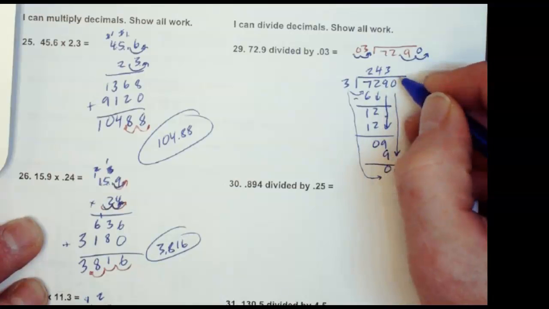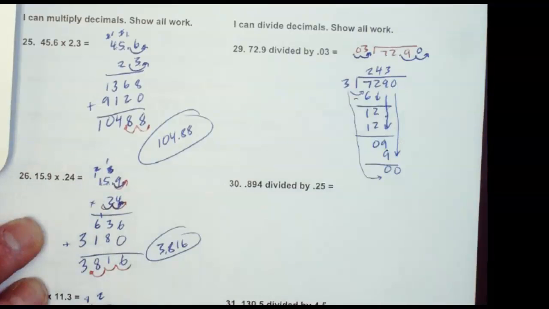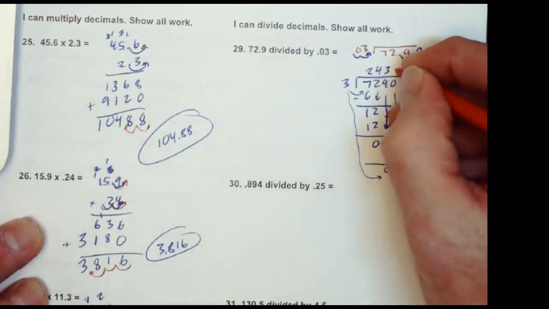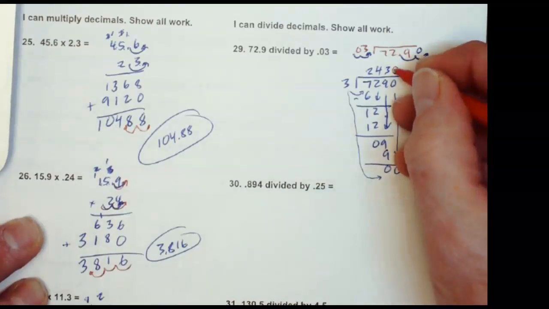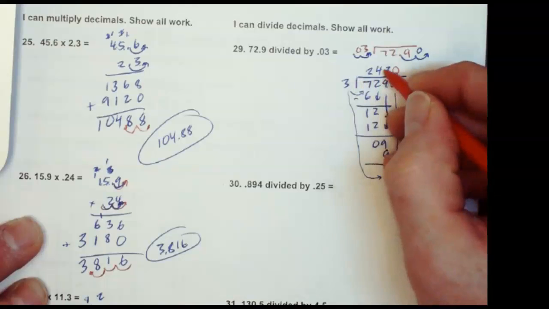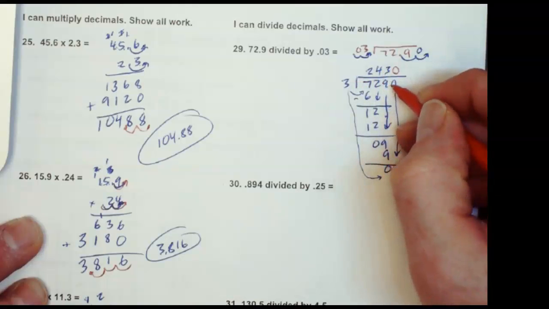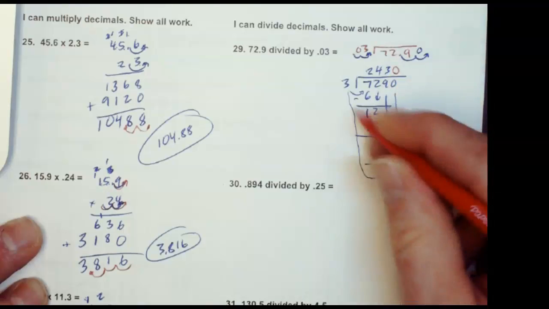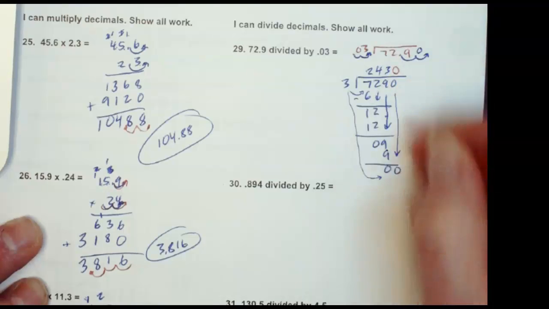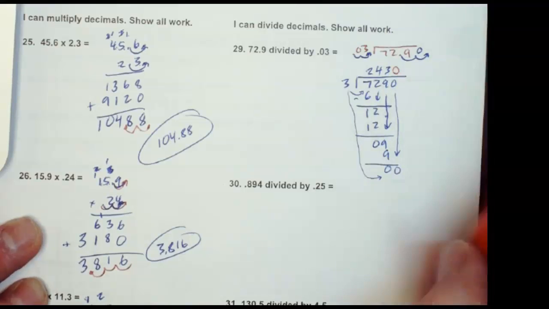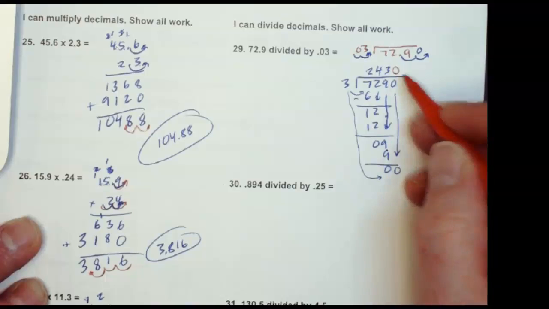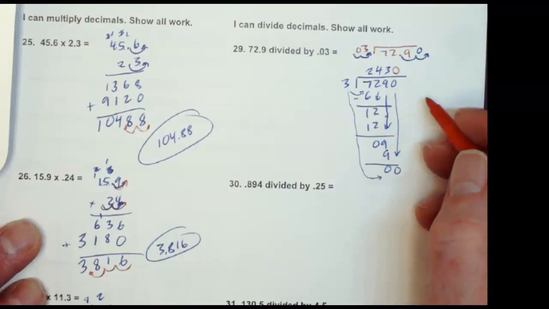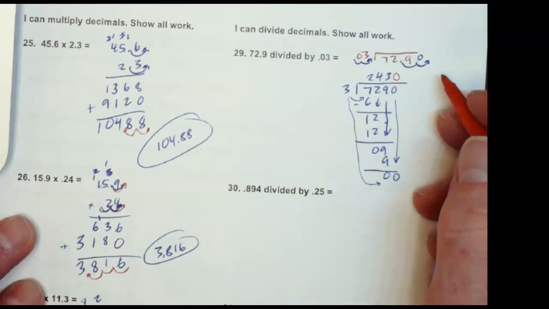Now, oftentimes kids will forget to put this 0 in. I'm even going to put it in red to show you what I'm talking about. They think the answer is 243, but 3 times 243 is nowhere near 7,290. So when you bring that 0 down at the end, if 3 doesn't fit into it, you put the 0 up. Otherwise, you end up with a blank spot in your quotient here. So 2,430 is the correct answer to that one.